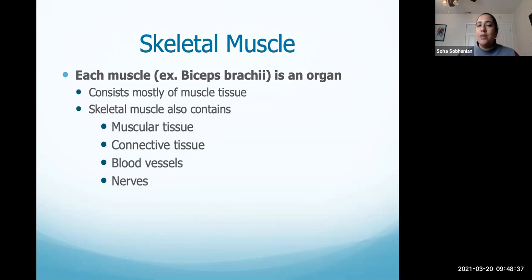So all we're just talking about is when you're looking at a muscle in your body, like bicep, tricep, hamstring, quadriceps, it's an actual organ. Each of the muscles in your body is an organ, and these are the tissues that you can find inside that organ. Okay, now muscles, connective, blood vessels, and nerves.